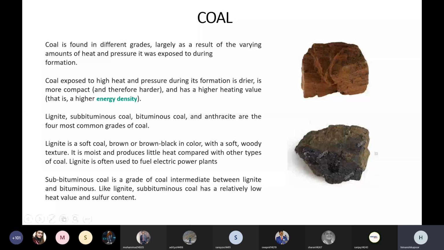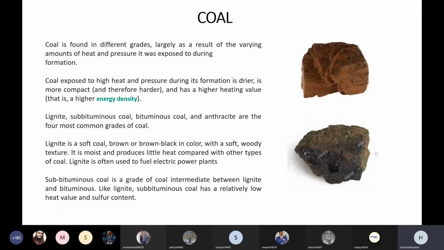You have to remember this term, energy density. What do you understand by energy density? Energy per unit volume. Energy density is nothing but the heating value, or the amount of energy that type of coal produces. We have four types of coal: the first one is lignite, then subbituminous, then bituminous, and then anthracite. These four varieties of coal have been identified.